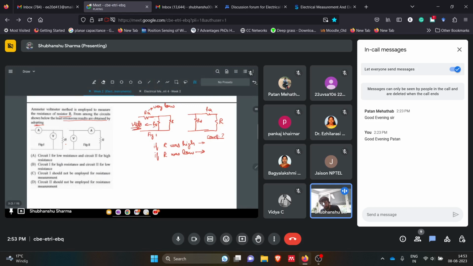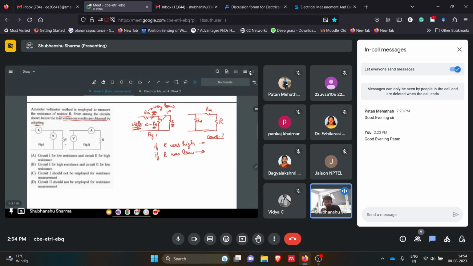So let's say a current I is going from here, and this ammeter measures that current I. So if R was very high, say we are measuring a high resistance, what will happen? If RV and R are almost the same in nature, in the same ranges, then the current which is diverted here and here, this I prime, will have quite a large part of the current I.